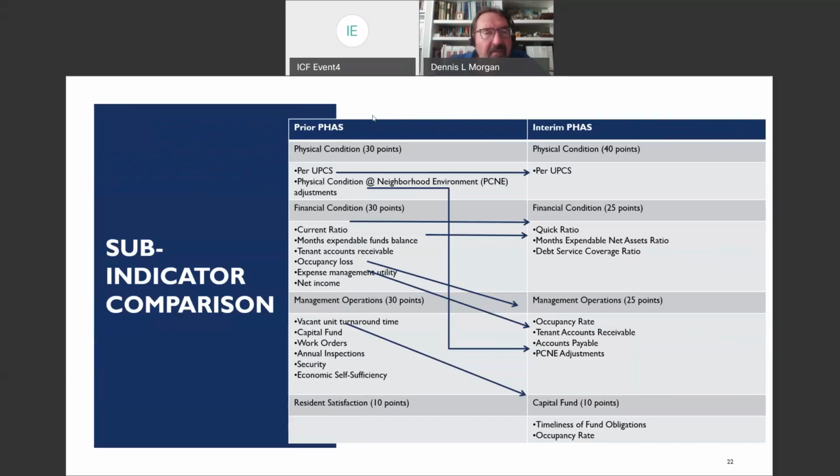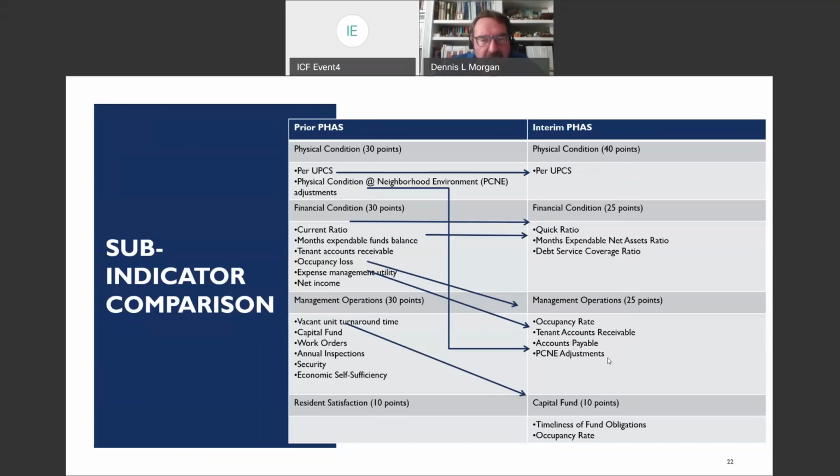So within my FASS, before the interim rule, the physical was worth 30. It's now worth 40. It's foundation upon UPCS. The financial used to have 6 sub-indicators. It now has 3 indicators: the quick ratio, the months expendable ratio, and the debt service coverage ratio. The management, which used to have 6 indicators, now has 3 indicators: the occupancy rate, the tenant accounts receivable, and the accounts payable.